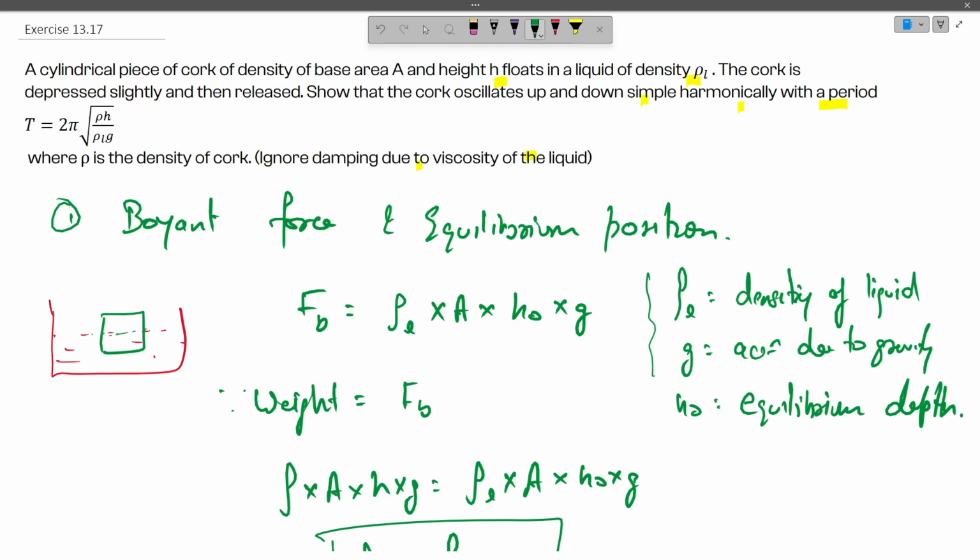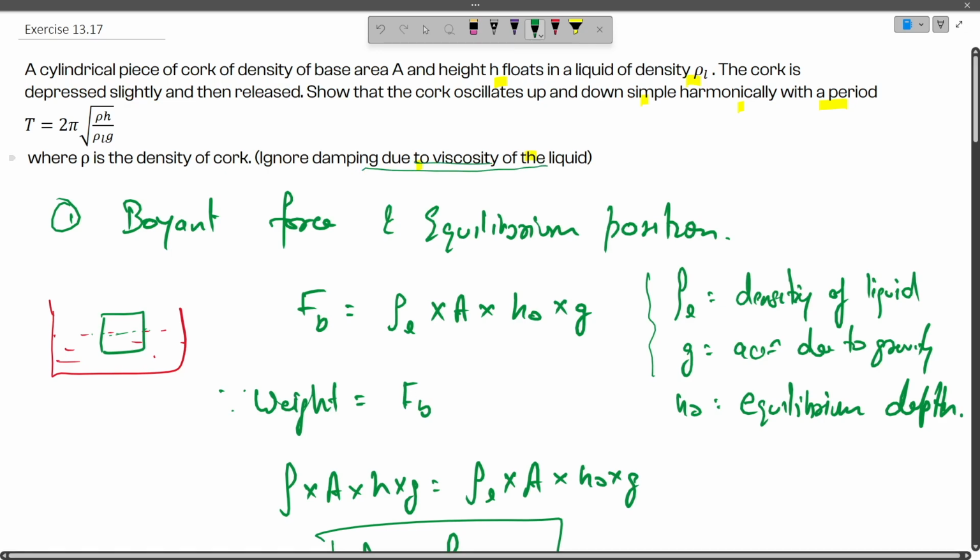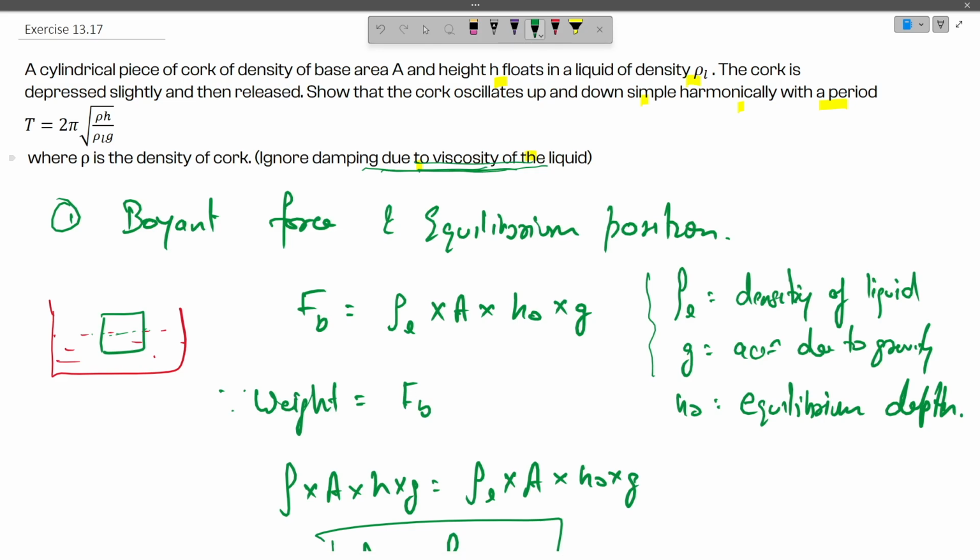We have to ignore here the damping due to viscosity of the liquid, that is, any damping force that will stop the oscillation, and we have to show that the time period of oscillation is 2 pi root rho h divided by rho L g. Here rho L is the density of the liquid, h is the height of the cork, g is the acceleration due to gravity, and rho is the density of the cork.